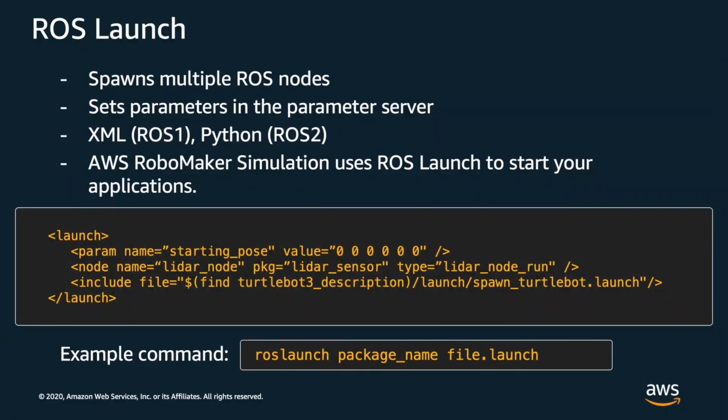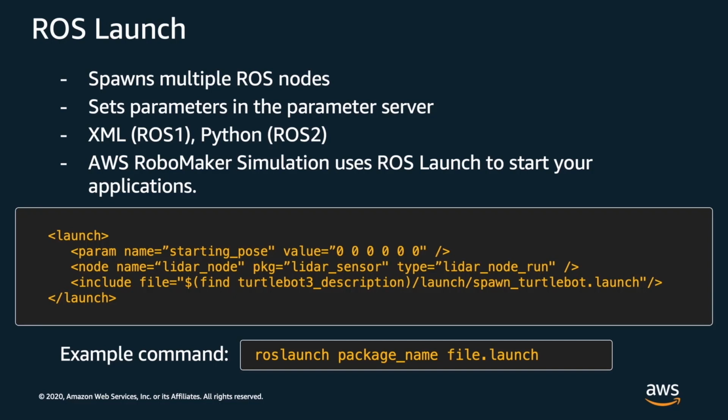So ROS applications will commonly include many nodes and customizable parameters. So this can be complex when you want to start the whole system. So ROS Launch is a tool that makes it easy to define the complex invocation logic for your application. In ROS 1, ROS Launch files are in XML format. In ROS 2, they are in Python scripts.